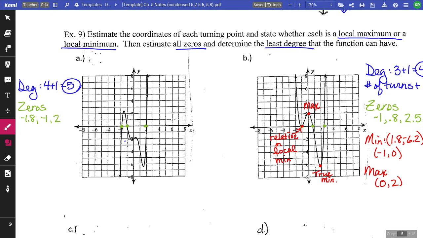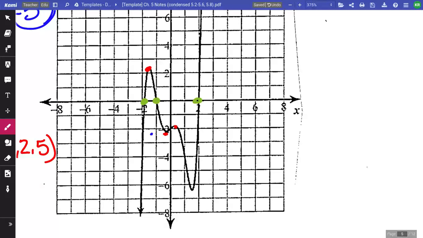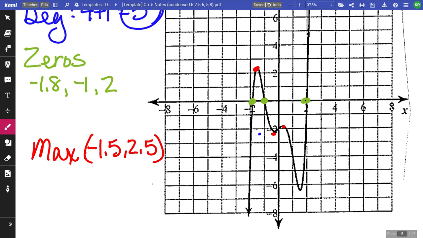Okay, looking at this other one, we have some local minimums and maximums. We have this point here that I would say is a local maximum. So about a negative 1.5 and a 2.5. Okay, you're just estimating. And then right here next to each other, let me make that a little bigger yet. Okay, you have a low place, so you have a minimum, and you also have a maximum. Okay, those are still local mins and local maxes.